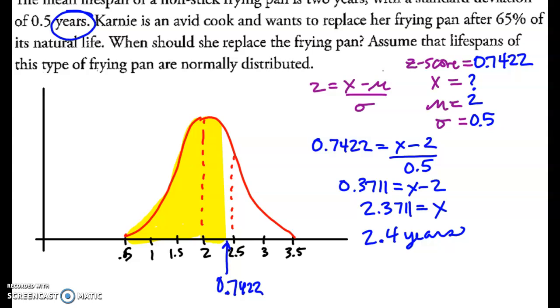How many months is 0.4? Just under half, maybe 5 months, so 2 years and 5 months. Okay, there we go. We could tell Carney what to do now.